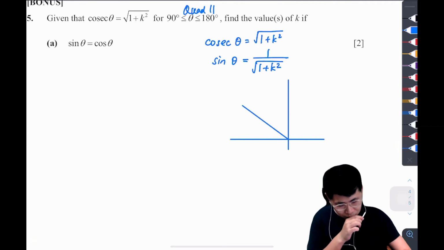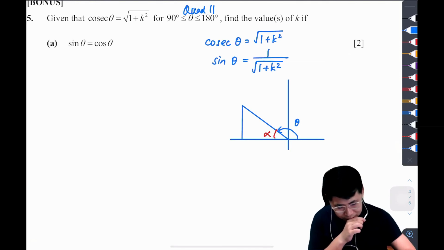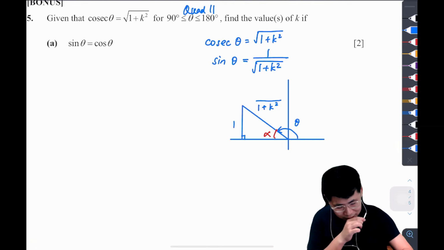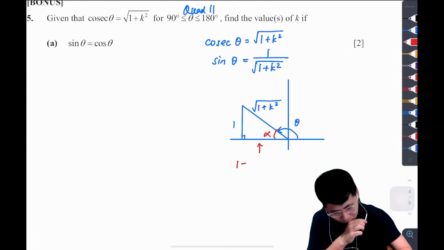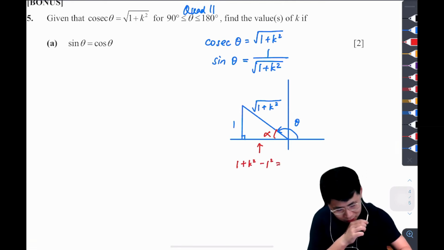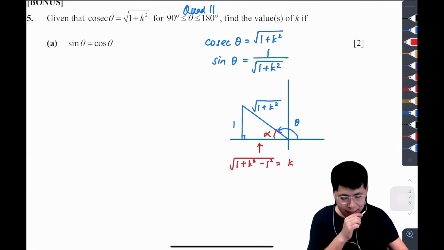In quadrant 2, this is theta. I'm going to call this alpha, the basic angle alpha. So I have a right angle triangle. Based on alpha, the opposite is 1 and the hypo is 1 plus k square. Let's find the other side: the square root of (1 plus k square) squared minus 1 squared. This one would be just k, so this side is k.